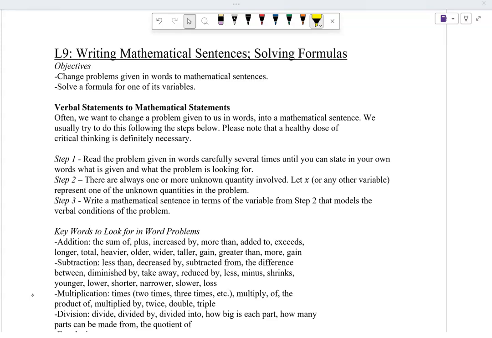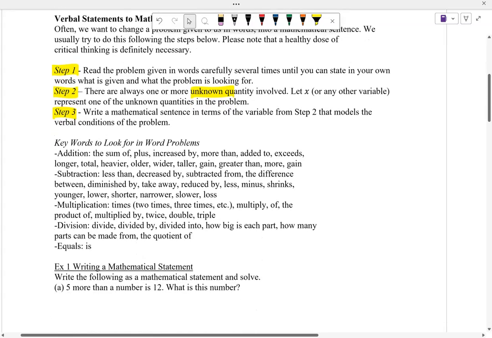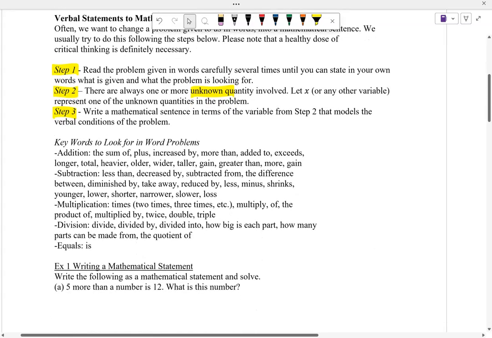So here's a few steps when you're changing verbal statements into mathematical statements. Just go ahead and read it very carefully. Note your unknown quantities. Maybe you want to label them as x, and then go ahead and write the mathematical statement. Of course, it just takes a lot of critical thinking. But here's some keywords to look for.